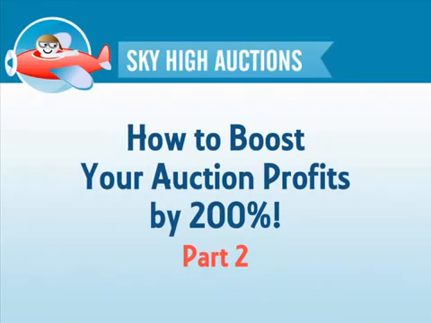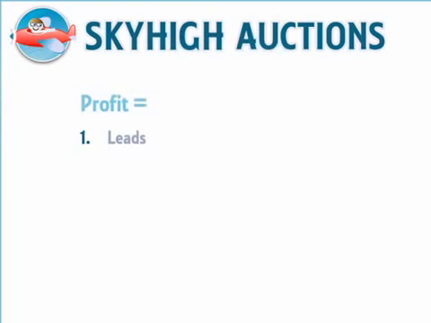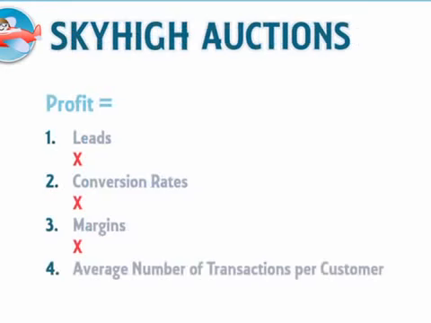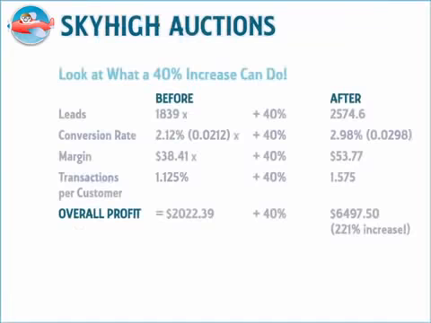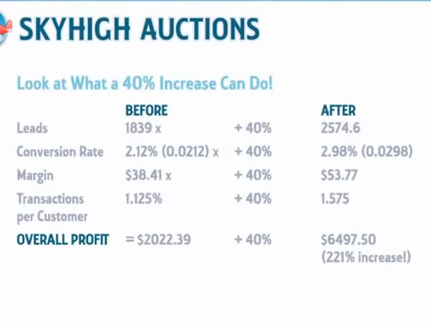Welcome back to the second part of the Sky High Auctions mini-series on how to boost your online auction profits by 200% or more. In the last video, we looked at the four main factors that make up profit in your online auction business. Just to refresh your memory, there are leads, multiplied by conversion rates, multiplied by margins, multiplied by the average number of transactions that each customer makes with you.